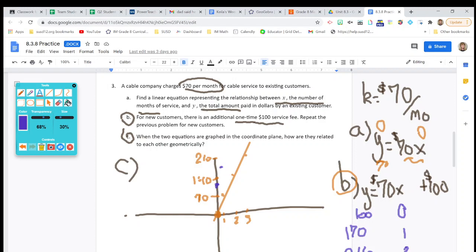And then at 2 months, it's 240, so that's going to be like, I don't know, right here. It's just a sketch. Okay, and then I'm going to draw that line. Something like that. Okay, how are these two lines related to each other geometrically?